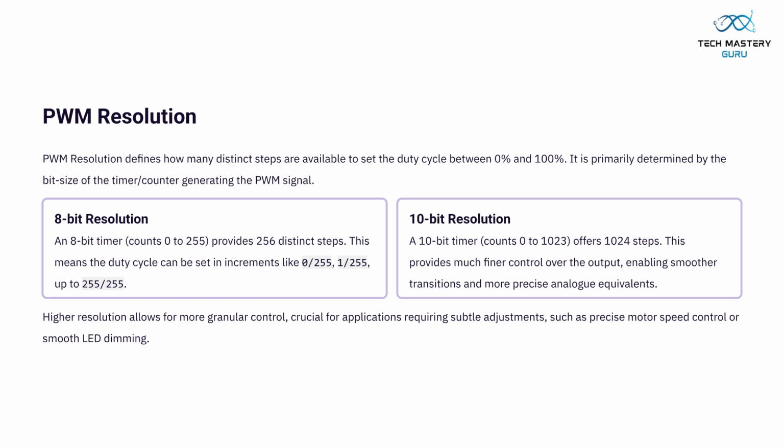PWM resolution determines the number of distinct duty cycle steps. An 8-bit timer provides 256 steps, while a 10-bit timer offers 1024 steps, allowing for much finer control. Higher resolution is crucial for precise adjustments, such as smooth LED dimming or accurate motor speed control.